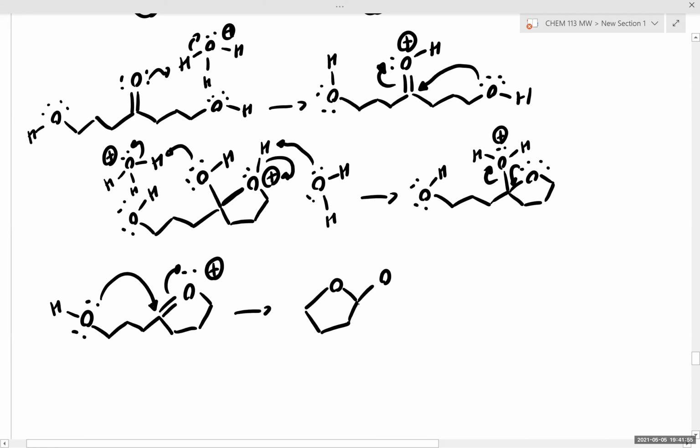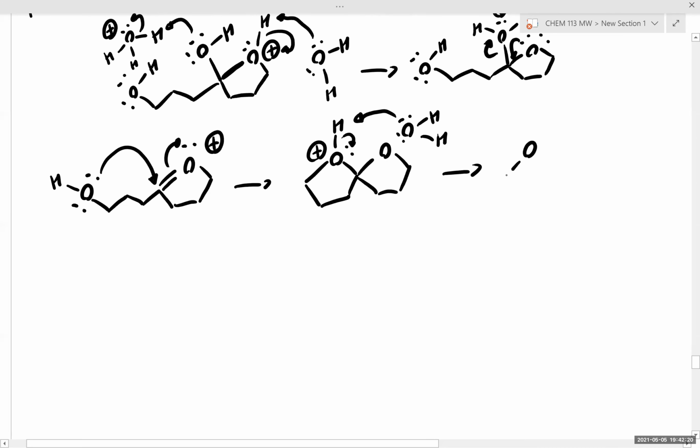From here, that in turn gives us this cyclic ketal, which is isolated as a neutral isolable product after deprotonation of our oxygen atom with water. This gives us our desired let me draw this a little more cleanly. This gives us our desired ketal product.